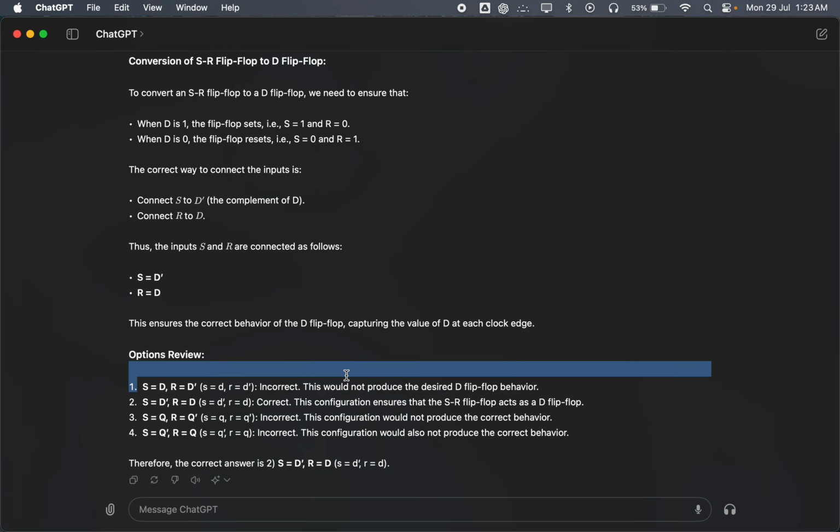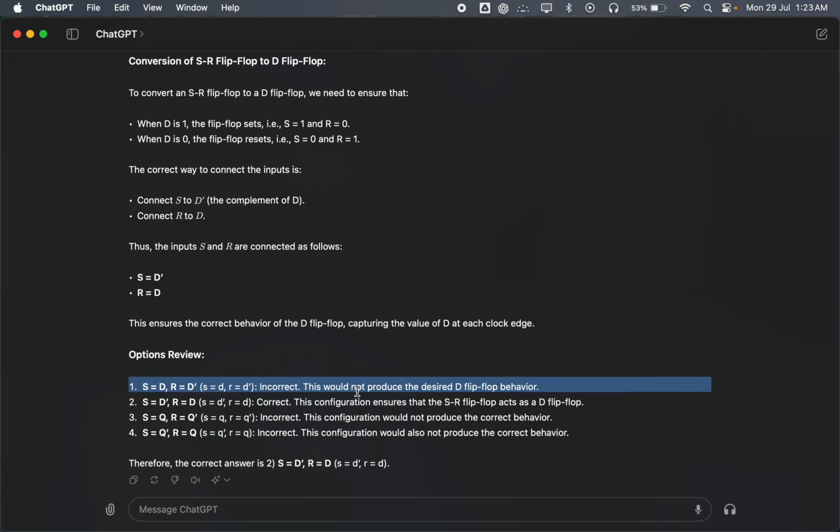Okay, so S equal to D and R equal to D dash won't produce the desired D flip-flop, but S equal to D dash and R equal to D will produce the desired D flip-flop.